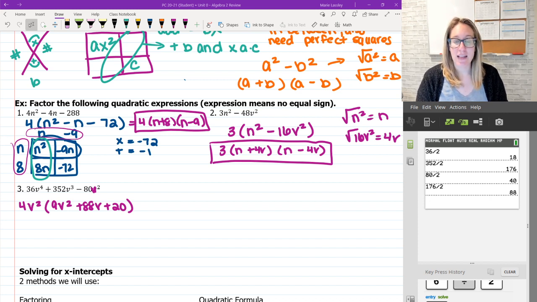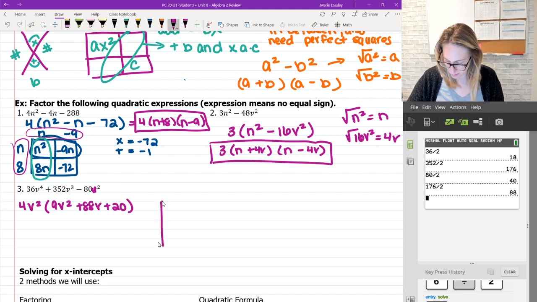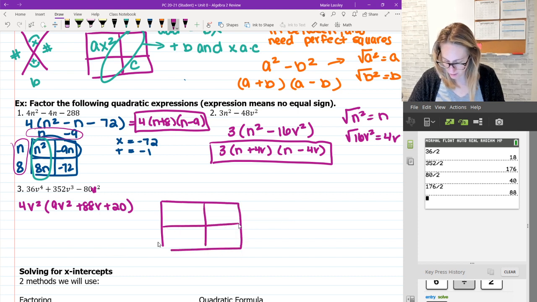All right, this has a leading coefficient that is not equal to 1. So I have a 9 out front. So what I'm going to do is my X box method. You don't have to use the X. If you can do this without that, that's fine too. Remember, it's all about you and how you learn. Choose your own adventure. I'm going to go ahead and draw my box. I put my 9v squared up in there, and I put my 20 over there.